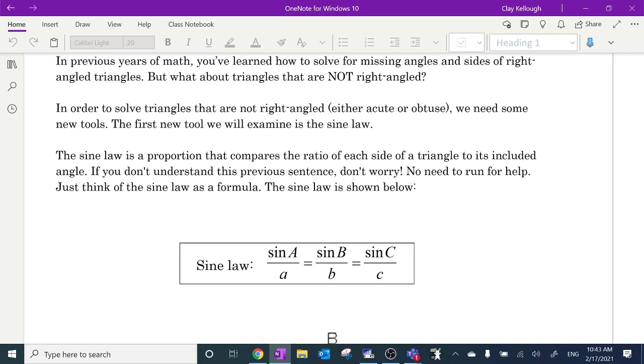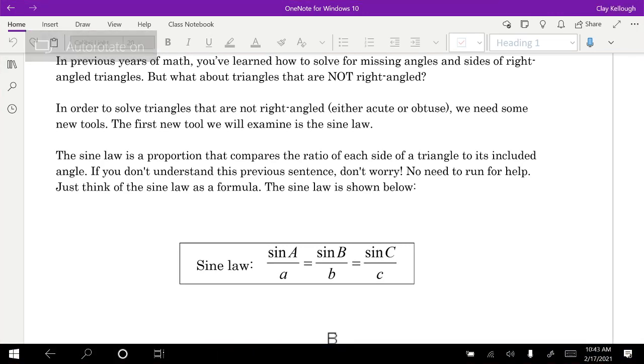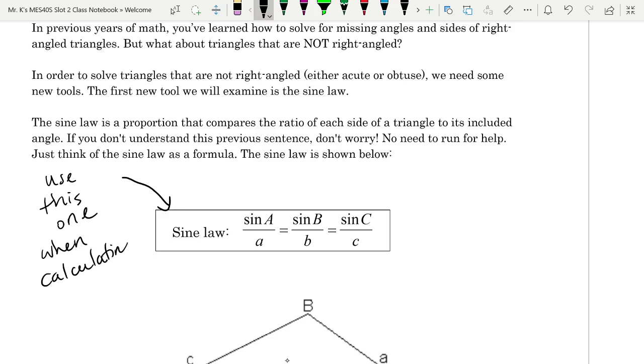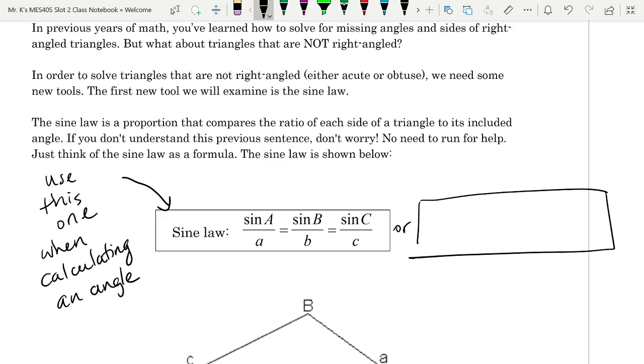Now, I'm going to write down a little something that's going to help us in our work here. I'm going to write down, use this one when calculating an angle. And then, over here, I'm going to write "or," and I'm going to put another box together here.